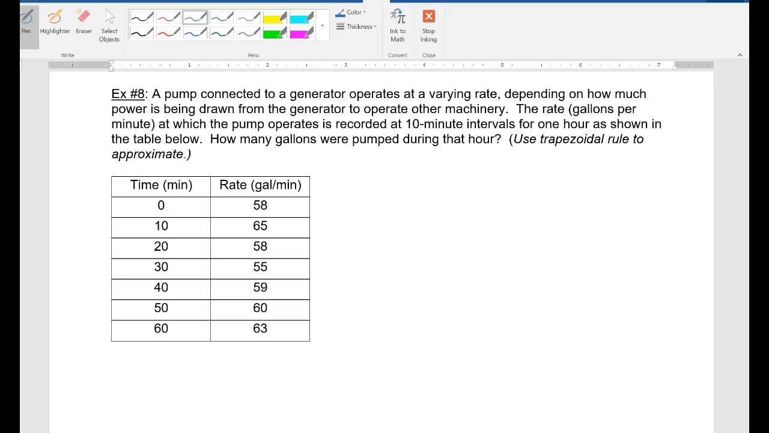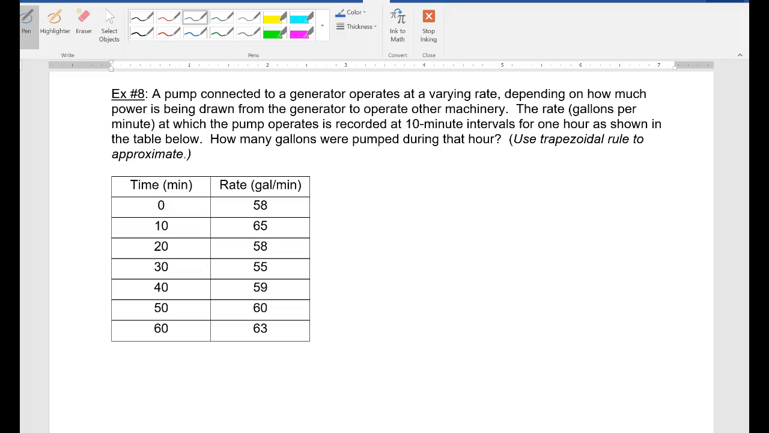Okay, I forgot, there's one more problem on here. This is actually a good example where you have a pump connected to a generator, and you have a table of values. It operates at a varying rate, depending on how much power is being drawn from the generator. The rate in gallons per minute is recorded at 10-minute intervals for 1 hour. How many gallons were pumped during that hour?